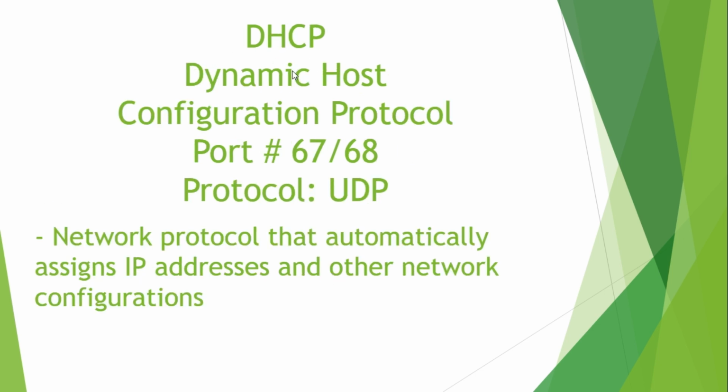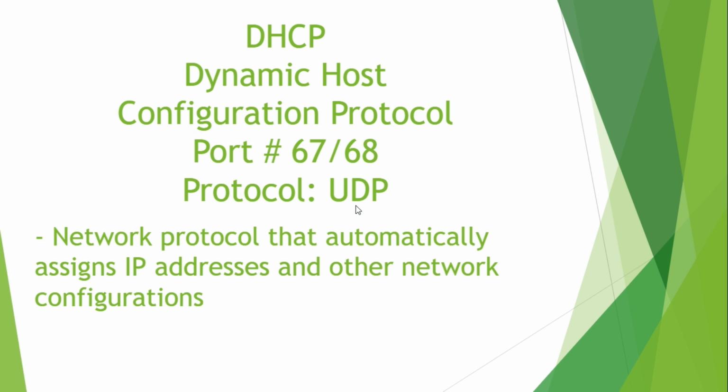Okay, let's go to DHCP. DHCP is Dynamic Host Configuration Protocol. We're looking at ports 67 and 68. The protocol that it uses is UDP. Remember, I referenced the OSI model when we were talking about the transport layer. That's the protocol, UDP and TCP, how devices communicate.